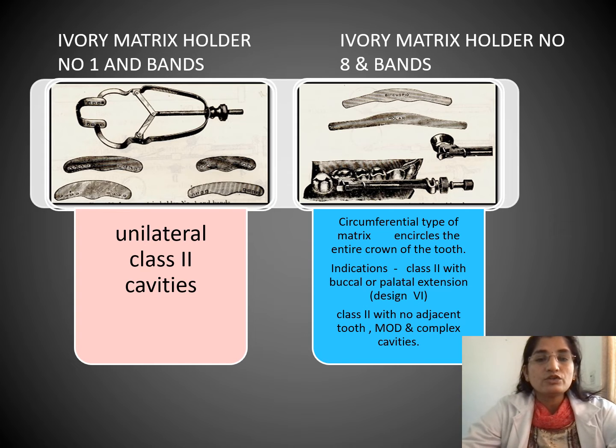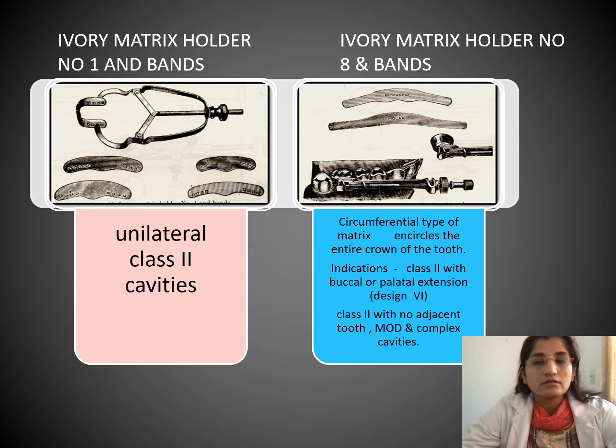Moving on to individual matrix bands or matrix systems, ivory number 1 and ivory number 8. Ivory number 1, as you can see in the picture, is used in unilateral class 2 cavities. Wherever there is class 2 cavity unilaterally, we can use ivory number 1 matrix band. This comes with the matrix and retainer.